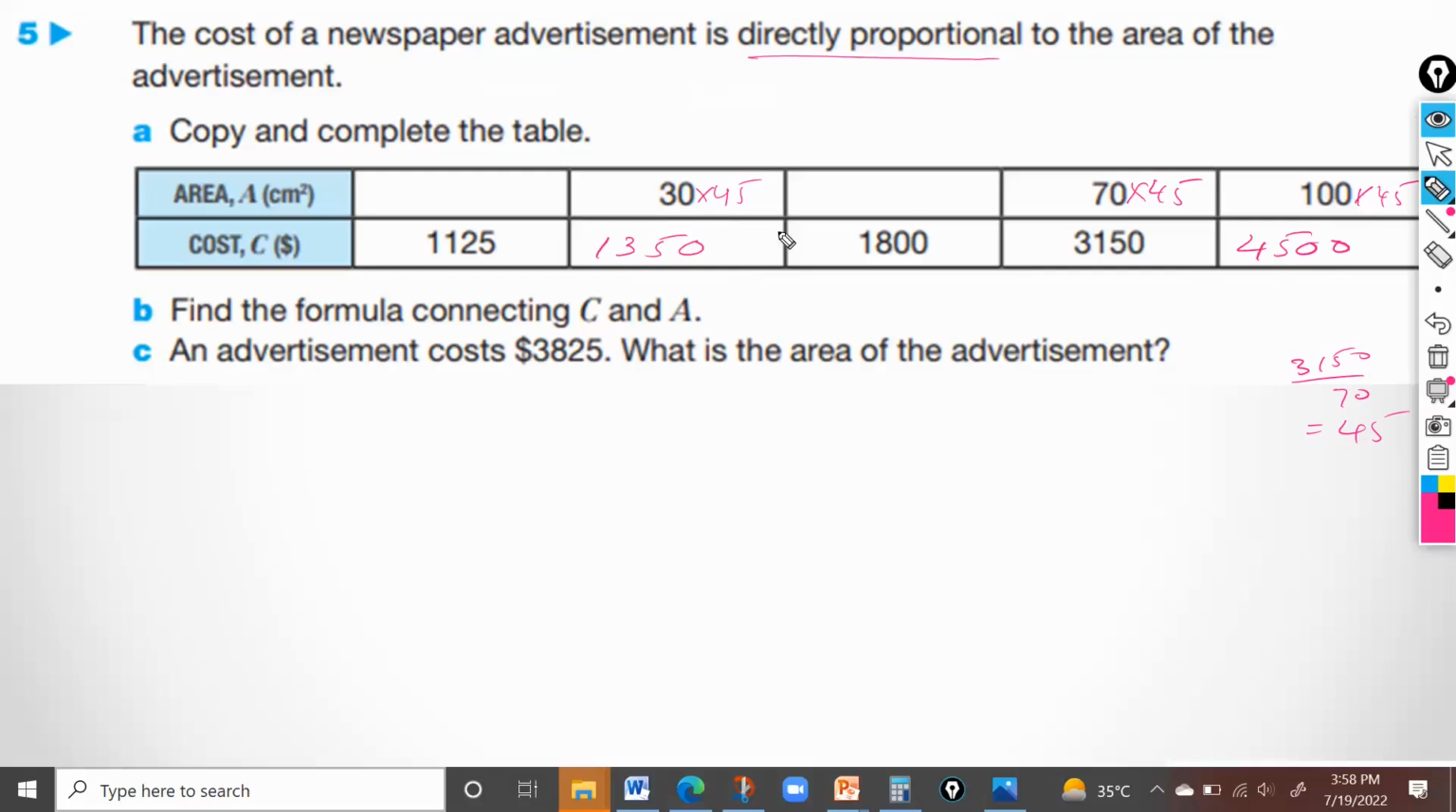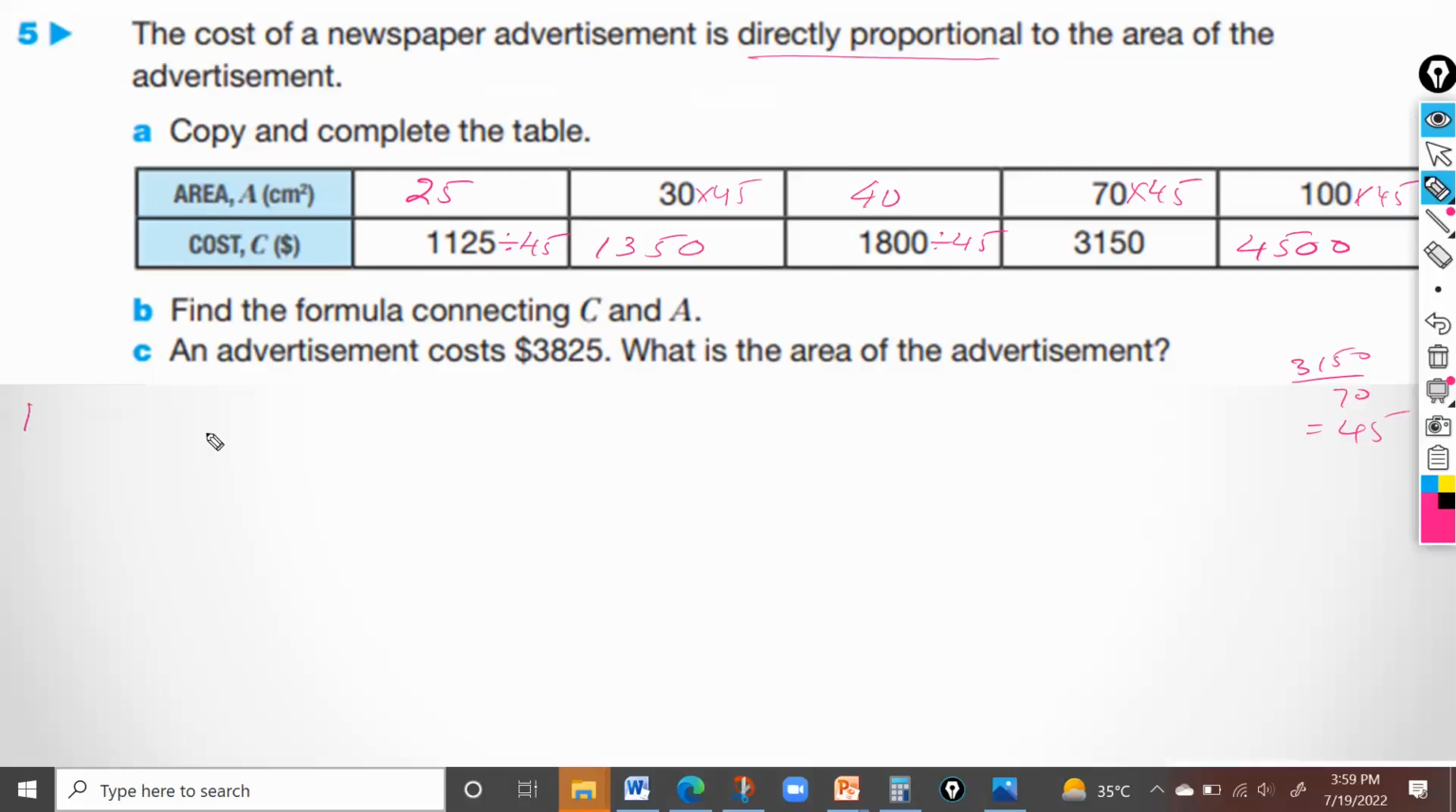But when I know the cost and I want to get the area, I do the same: I divide the cost by the number 45. And 1800 divided by 45, this one, all are done now. So 1125 divided by 45, I get 25. And this one I get 40. So now we got the answers for part A.